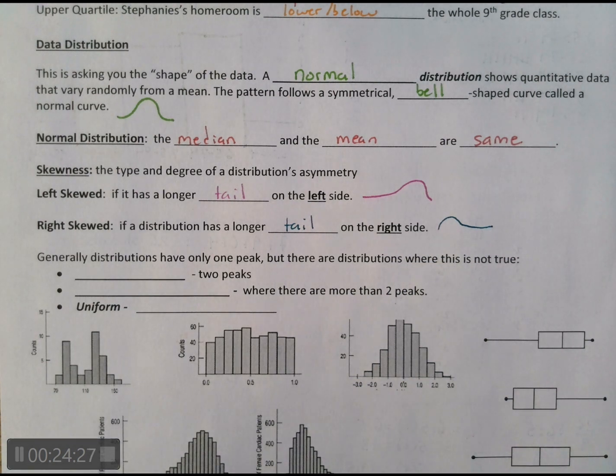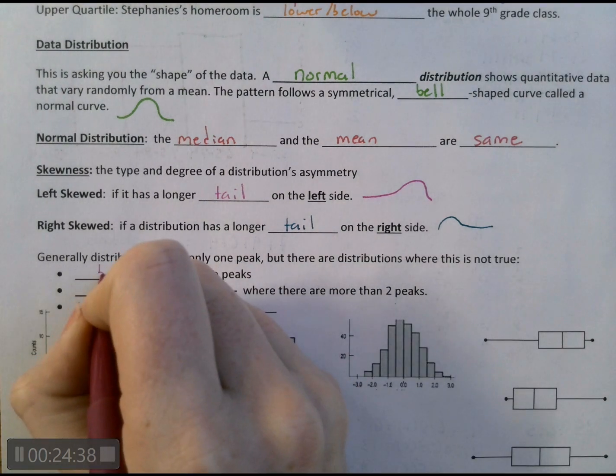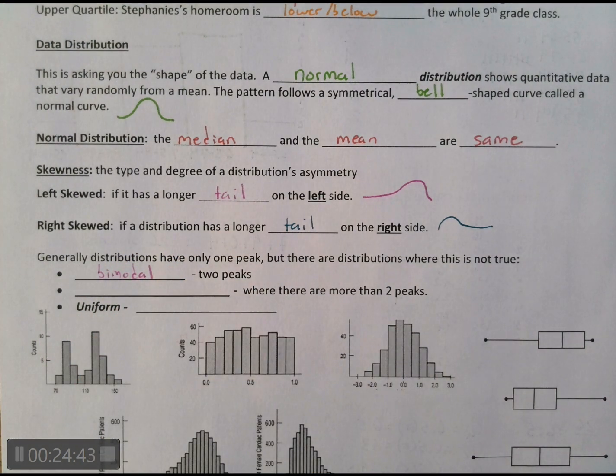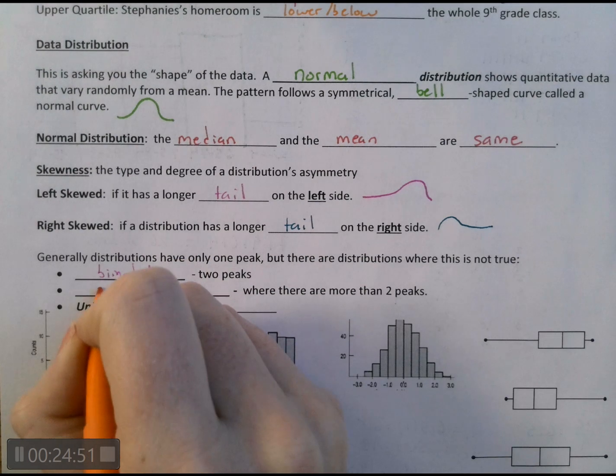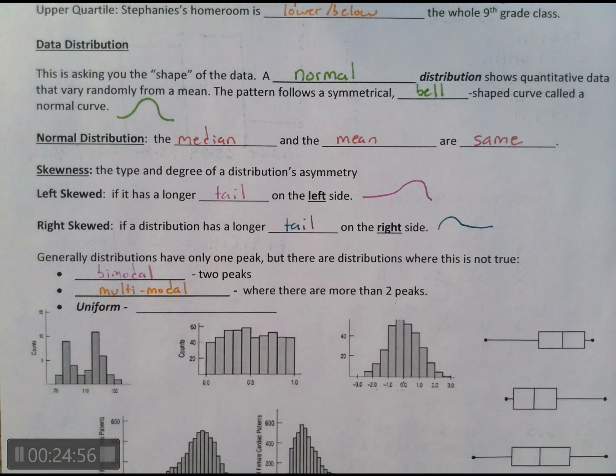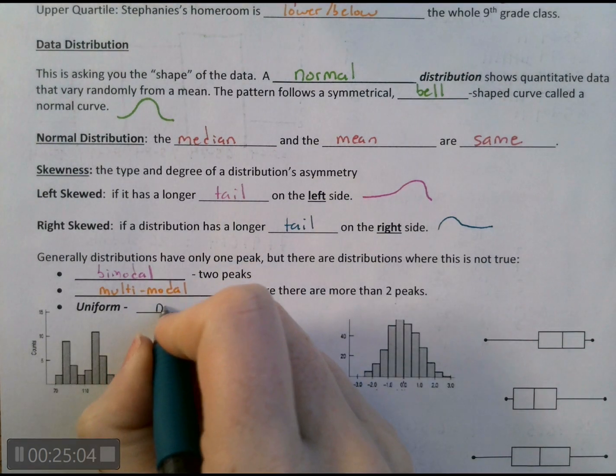And also, generally, distributions only have one peak, but there are distributions where this is not true, and peak means like a maximum. Alright, so if we have a bimodal, that means that we have 2 peaks, 2 maximums. Alright, if we have a multimodal, this is more than 2 peaks. And then uniform is going to be no peaks.